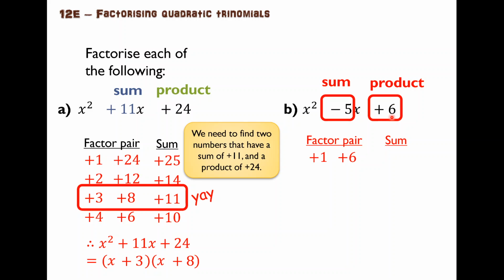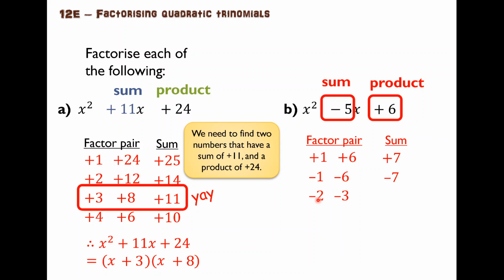So I'm trying numbers that multiply to give 6. Numbers that multiply to give 6, well, I've got positive 1 times positive 6. They add together to give positive 7. Is this the sum that I'm looking for? No. So we need to keep going. Let's try negative 1 and negative 6. I'm starting to try negative numbers because this thing is negative. Negative 1 times negative 6 does give me the right product. That's good. If I do minus 1 subtract 6, what's the answer? Minus 7. Is that what I want? No, it's the wrong sum.